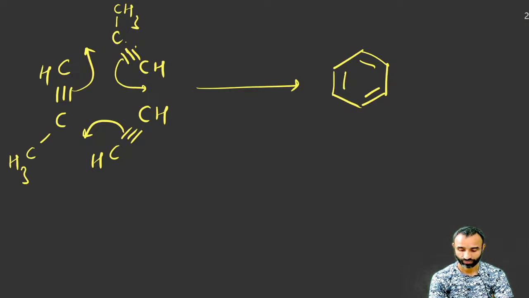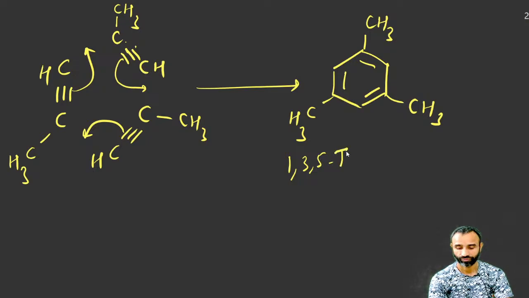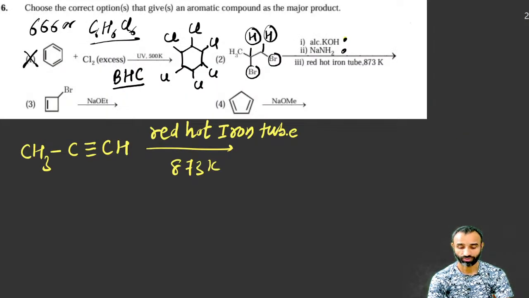Okay, so we'll get 1,3,5 trimethyl benzene. Yes, we get 1, then 3, 5 benzene. So that means the second will give us an aromatic compound.